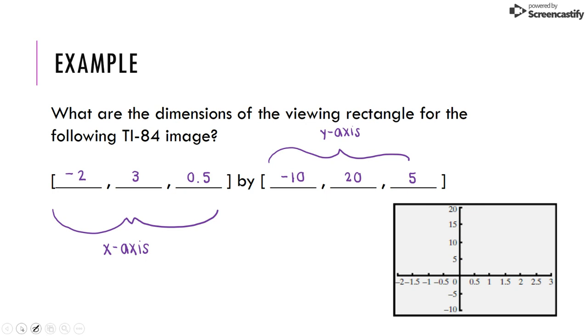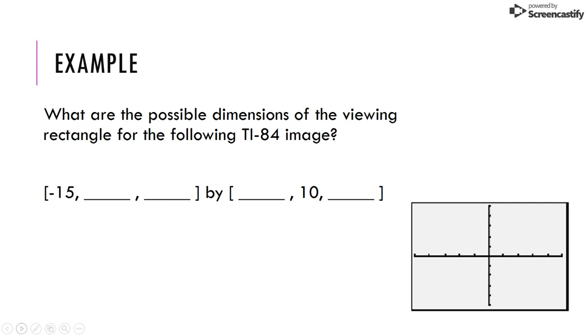Now, I gave you numbers on that picture. That's not what you're going to have. These are the types of problems that you are actually going to have on any future homework, quiz, or test. So directions are still the same. What are the possible dimensions of the viewing rectangle for the following TI-84 image? Notice because I don't give you any numbers in that screenshot, I do give you a hint as far as one number in each of those brackets. So in our x values, notice that I am giving you your minimum value of negative 15.